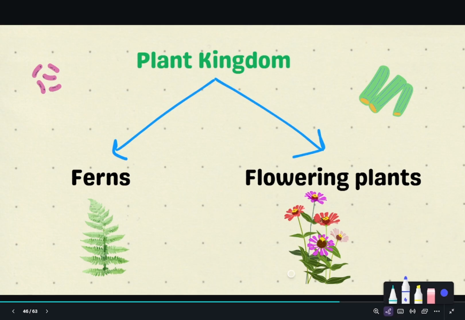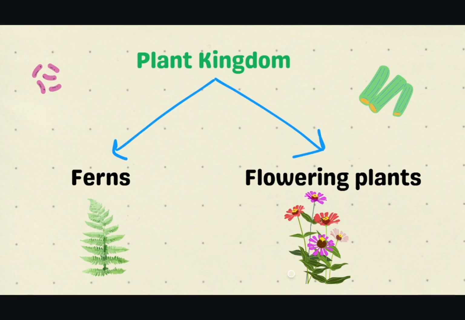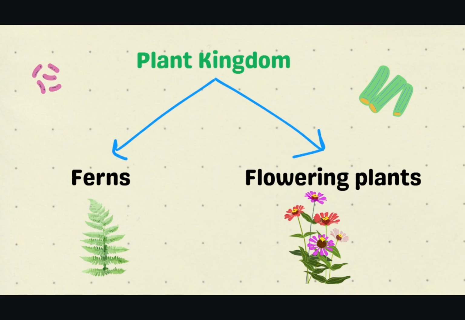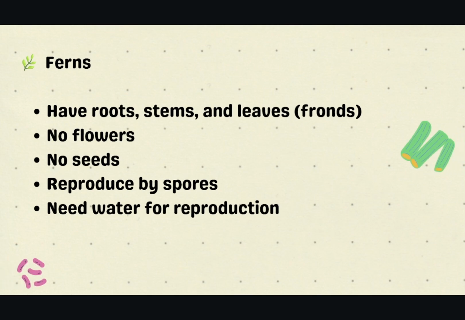So we have also divided the plant kingdom because again, plant kingdom is also extremely huge. So scientists have also divided the plant kingdom into two main distinct parts. The first one are ferns and the other ones are flowering plants. You can also call this as flowering and non-flowering because ferns, they do not have any flowers, whereas flowering plants, as the name suggests, they have flowers. So first let's go over ferns.